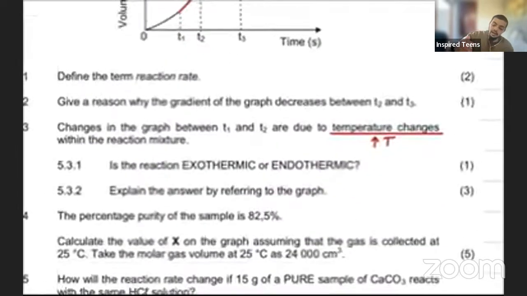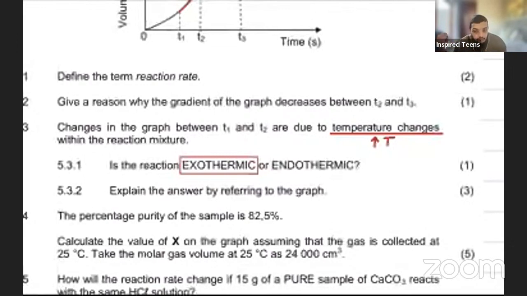So is the reaction exo or endothermic? It would have to be exo, because if the temperature increased, that means that there has to be a releasing of energy. That's why the temperature is increasing. Energy is being released, or heat is being released. So therefore, it is an exothermic reaction. This one just requires you to use a bit of logic.